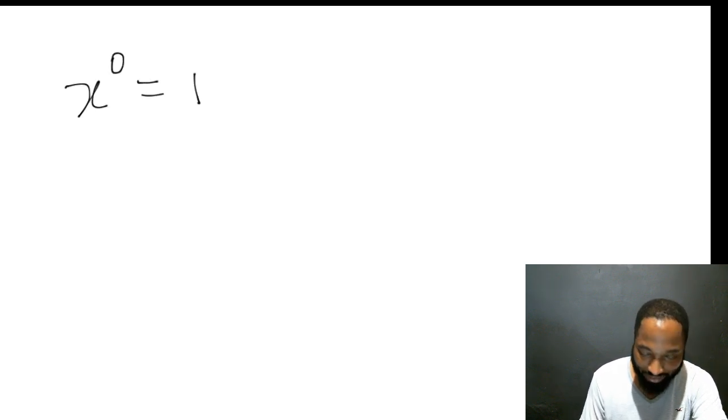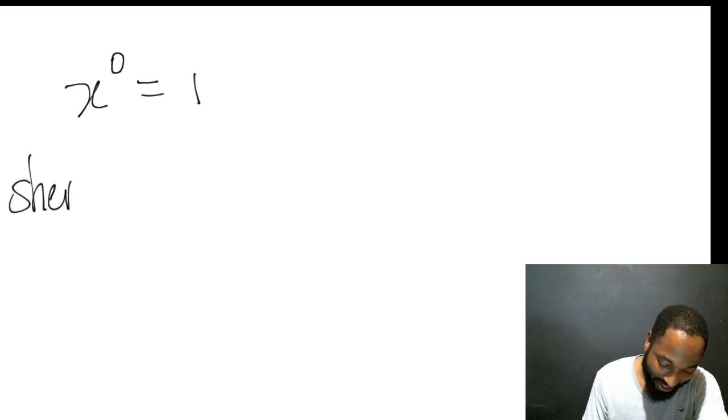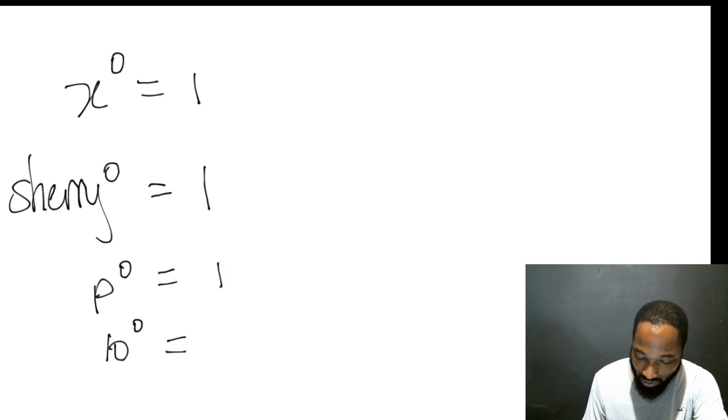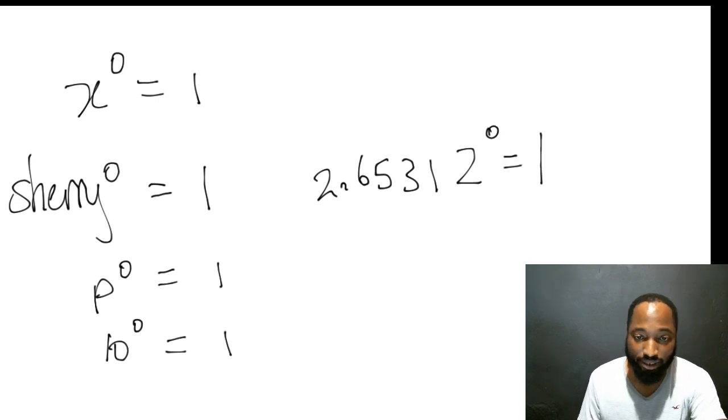I said the legend says that any number to the power of 0 is 1. Alright, so x to the power of 0 is 1. Who was the last person to comment? Sherry Ann. Sherry to the power of 0 is 1. Anything to the power of 0 is 1. P to the power of 0 is 1. 10 to the power of 0 is 1. You could type it on your calculator. Any number, 2.65312 to the power of 0 is 1. Any number to the power of 0 is 1.